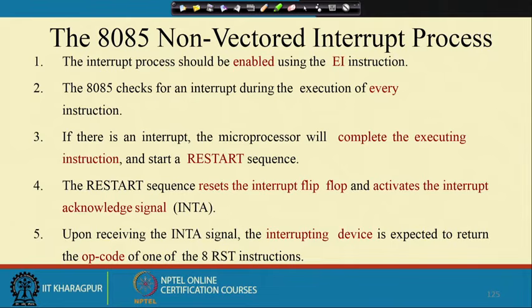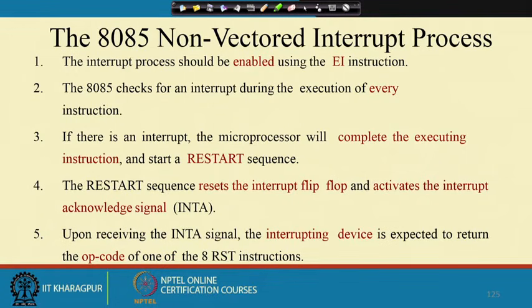using the EI instruction. When the 8085 processor is reset, all the interrupts are enabled. However, in the course of some program execution, maybe the interrupts have been disabled through some DI instruction. In that case this interrupt will not be sensed. So it is required that before this non-vectored interrupt can give an interrupt to the processor, the process should be enabled by means of an EI instruction.